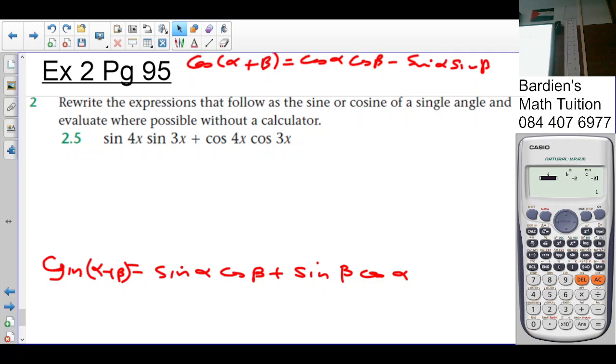Sine 4x cos 3x plus cos 4x sine 3x. Is the identity like it? What identity does this one remind us of? Cos, yes, but the cos is normally first. So if I put the cos first, does anything change? No.